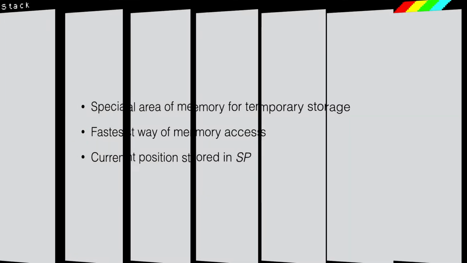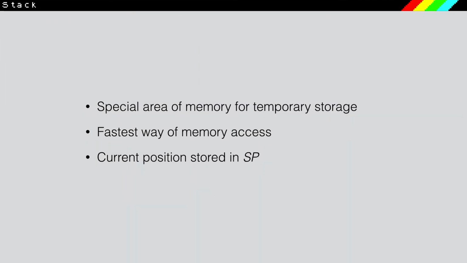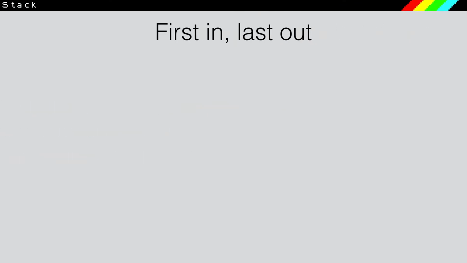While using jumps and interrupts, you're going to use the stack because you need to store your processor state somewhere. The stack is a special area designed for temporary storage of data, and it's also the fastest way of memory access. We'll look into that in a later video. The current address of the top of the stack is stored in the SP register.